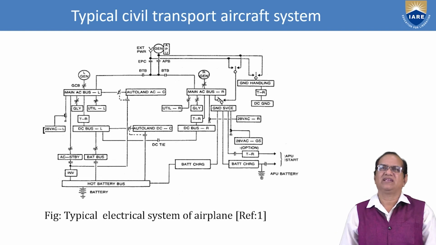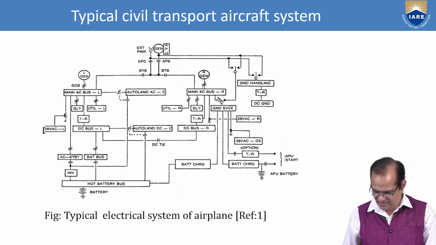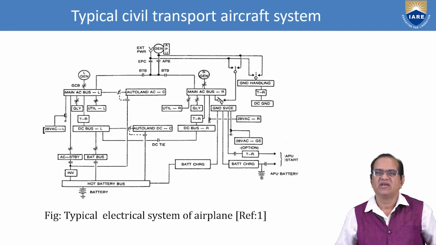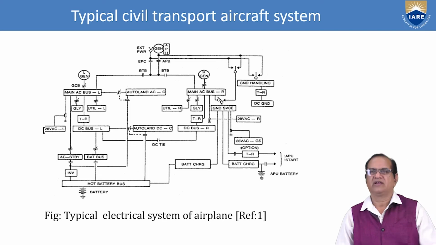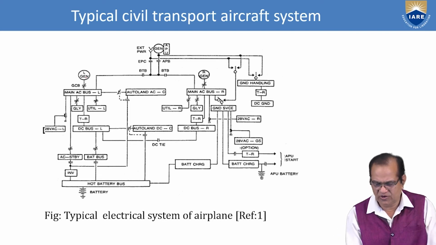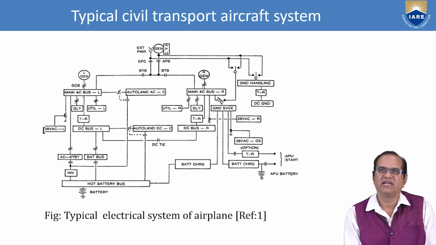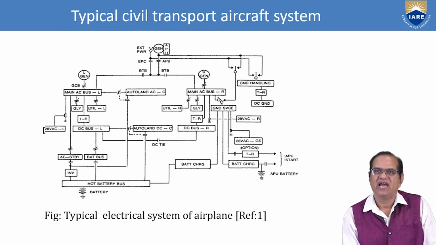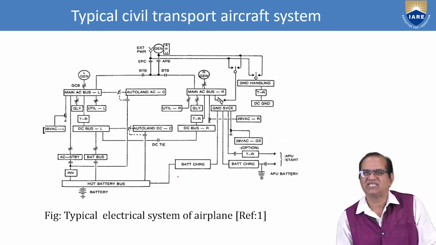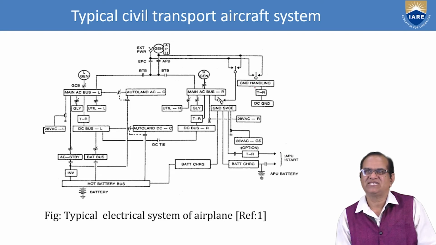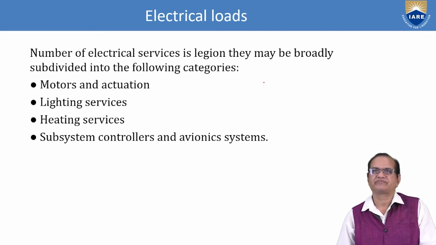A typical civil transport aircraft is shown here. It is the same way. Here also we have the left generator or main bus bar, auto land AC, then main bus bar, AC bus bar, and it will go to the different systems, battery charging, hot battery bus. Here is the battery, and here is the APU battery. All the systems are attached to the different systems.